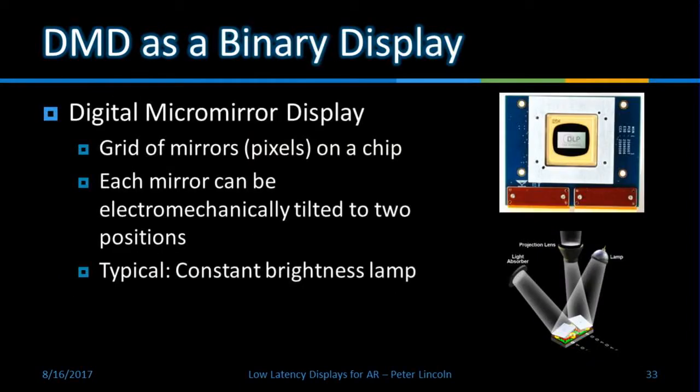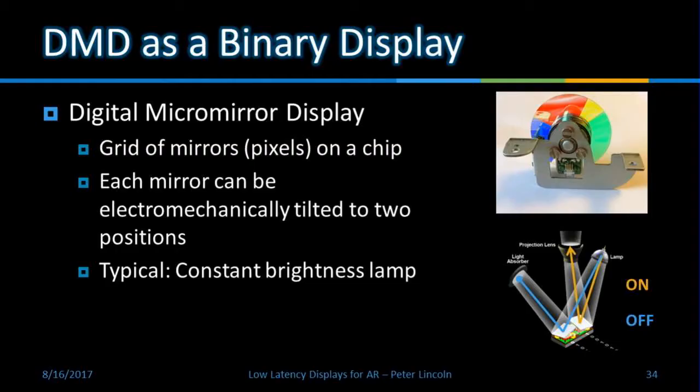A DMD is a MEMS device, a microelectromechanical systems device. And it's basically a grid of mirrors, each of which represents a pixel, on a chip. And each of those mirrors can be tilted electromechanically to two different positions. Either, say, to on, where the light bounces off the mirror and out the lens, or off, where the light bounces into an absorber or back towards the lamp itself.